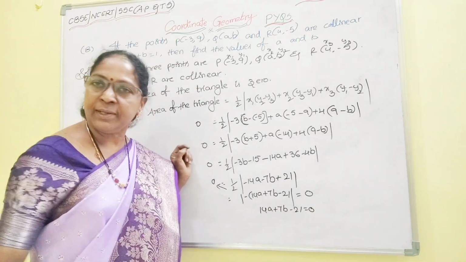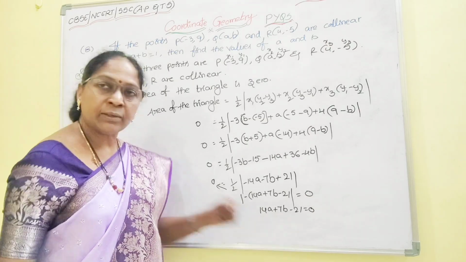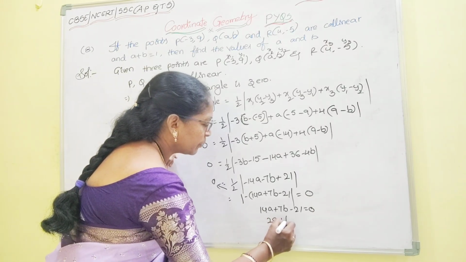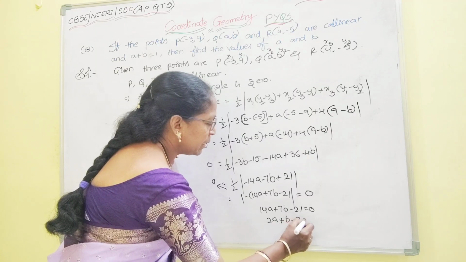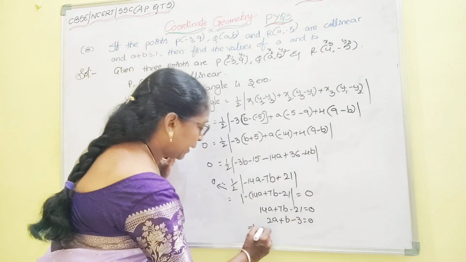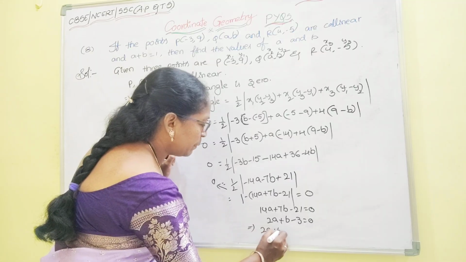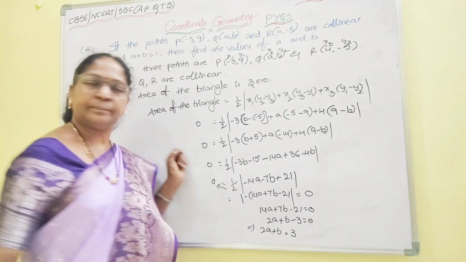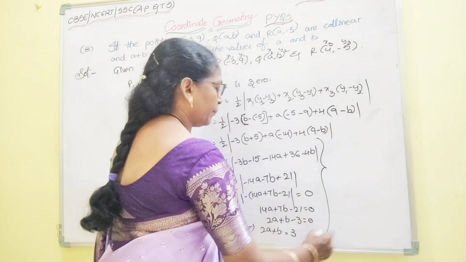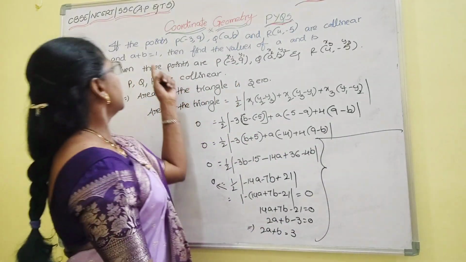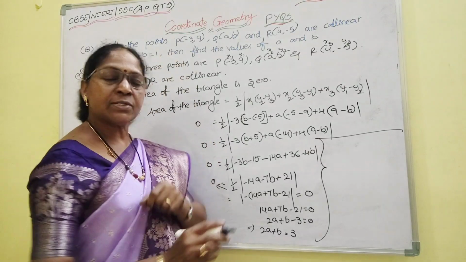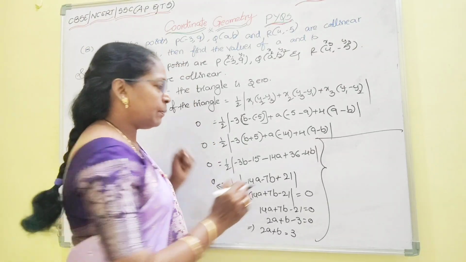If you simplify this one, 7 is divisible into all the numbers. So 2 7s are 2a plus 1b minus 3 equals 0. It implies 2a plus b equals 3. And one more equation is given here: a plus b equals 1. Using that equation also, we can find the a and b values.